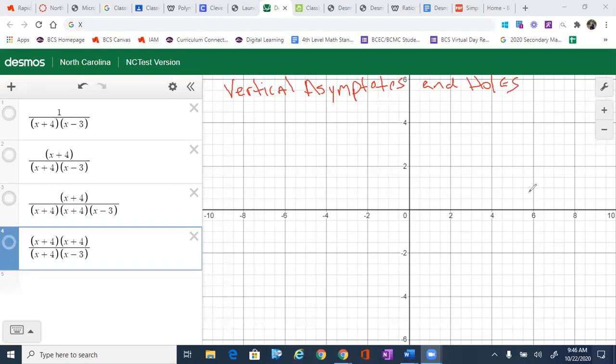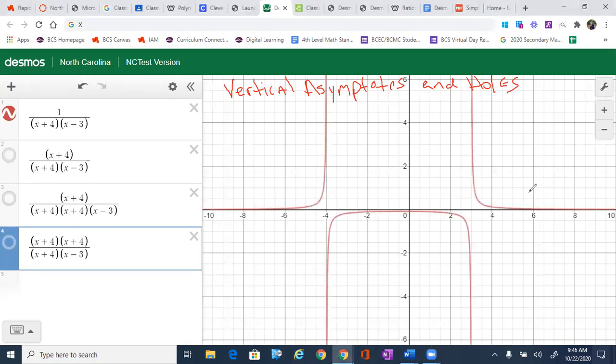All right, so how do we determine if it's a vertical asymptote or a hole in a rational function? It's actually not that hard. I went ahead and set up four functions over here so we can look at the differences and make some results out of there.